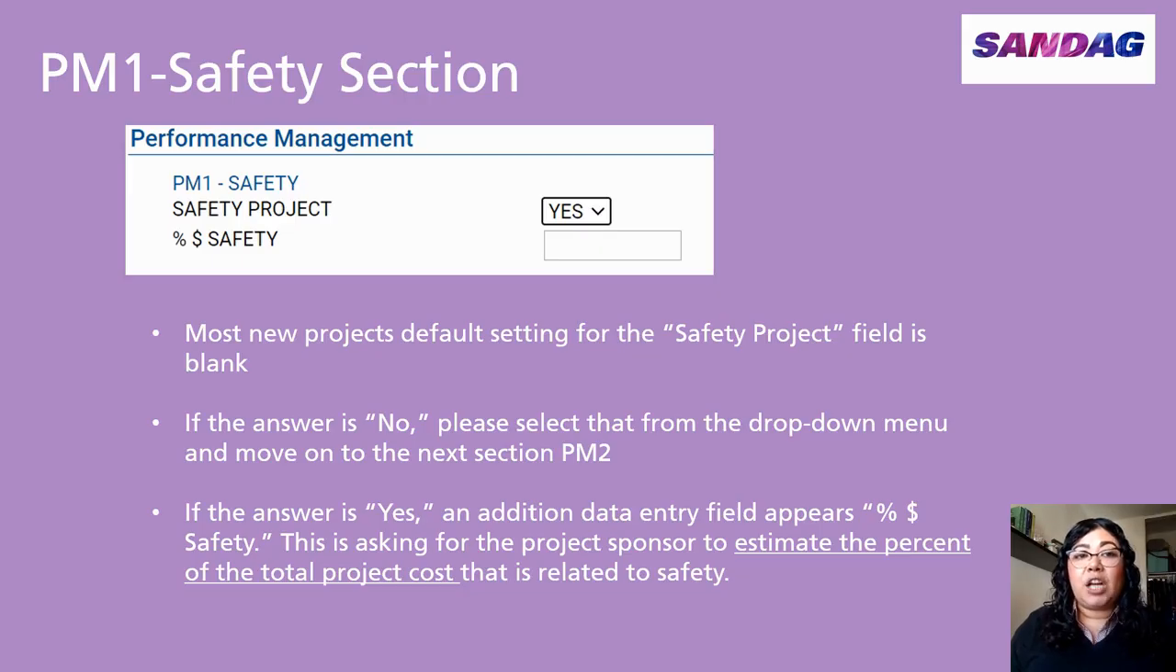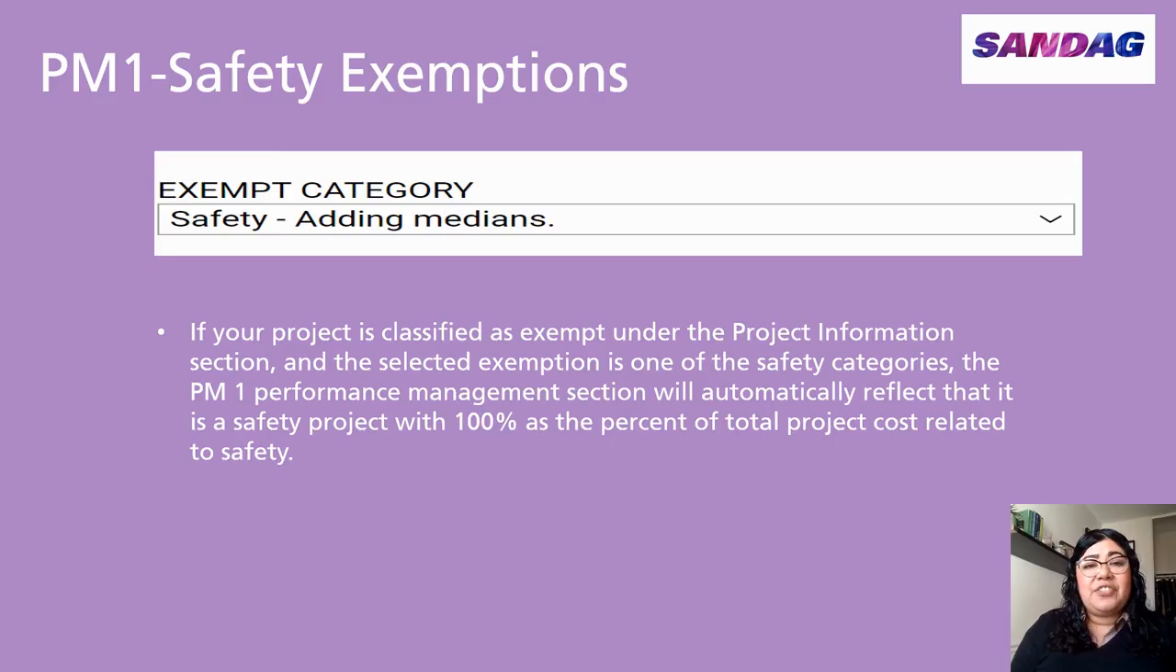This is asking for the project sponsor to estimate the percentage of the total project cost that is related to safety. This is simply an estimate and will be used in summary statistics in reporting required by the Federal Highway Administration. If your project is classified as exempt under the Project Information section and the selected exemption is one of the safety categories, the PM1 Performance Management section will automatically reflect that it is a safety project with 100% as the percent of total project costs related to safety. The percentage can be updated if needed.